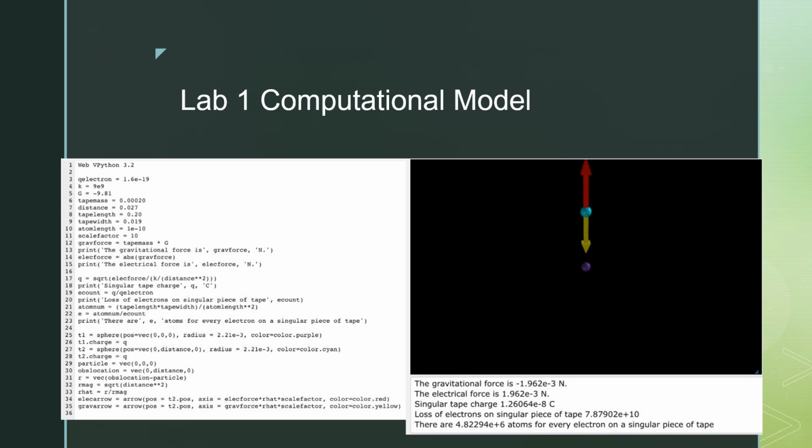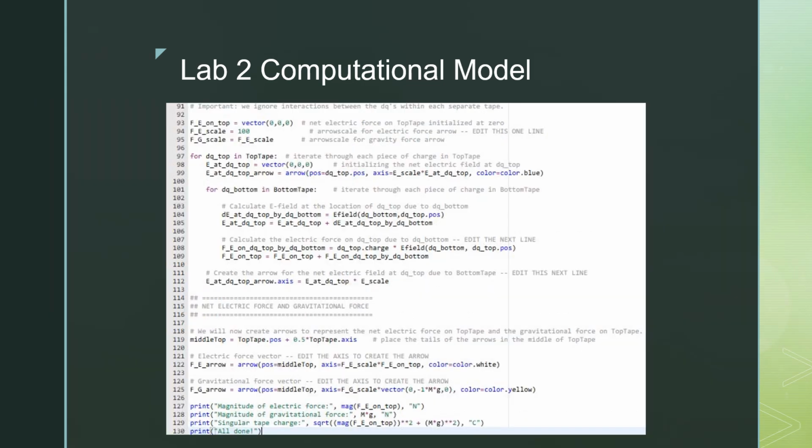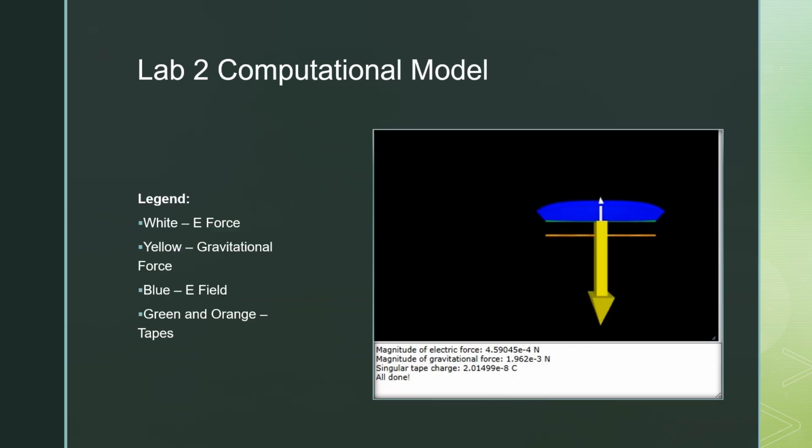Here's my lab 1 code and model, which shows how the tapes needed to be very close for the top tape to move. Here's some of my lab 2 code, which takes in the values from lab 1 and recalculates the forces. Here's the rest of my lab 2 code. Here's my lab 2 model, which shows the new calculations.